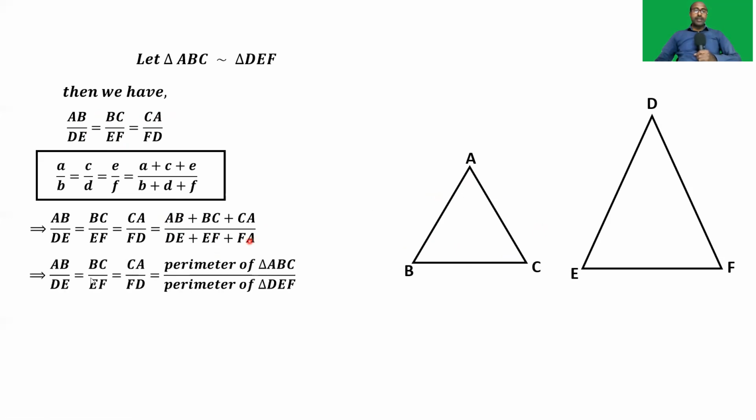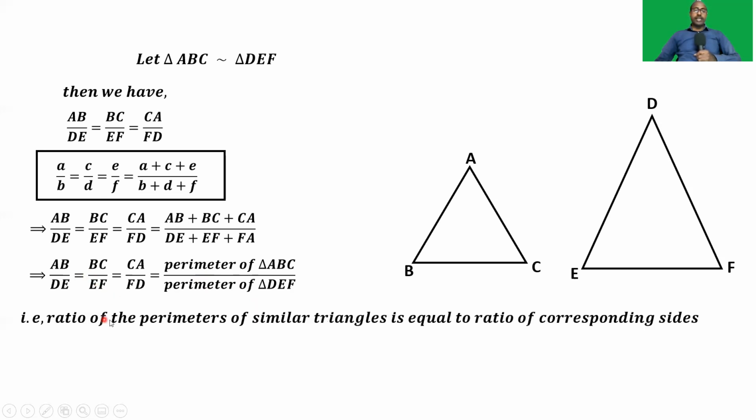So the ratio of the perimeters of these similar triangles is equal to the ratio of the corresponding sides. Okay, the ratio of the perimeters of similar triangles is equal to the ratio of corresponding sides. Now we shall solve the problems based on criteria of similar triangles.